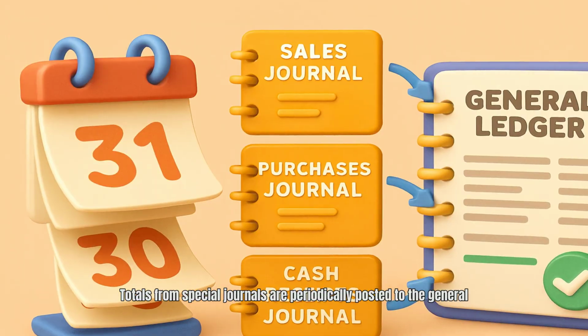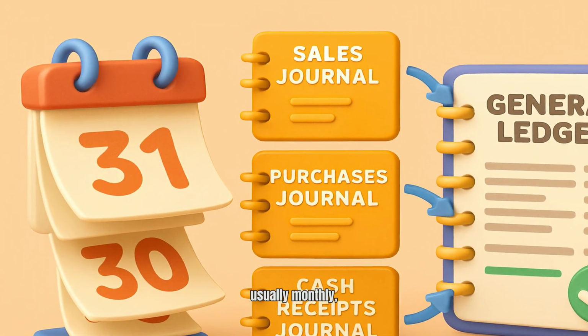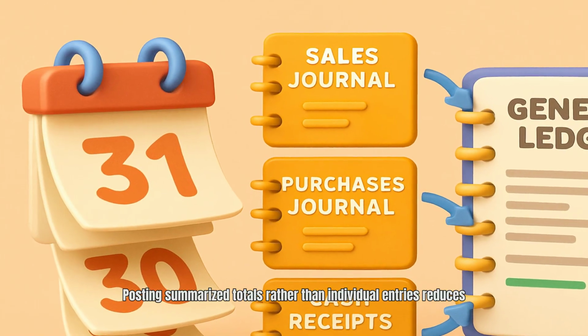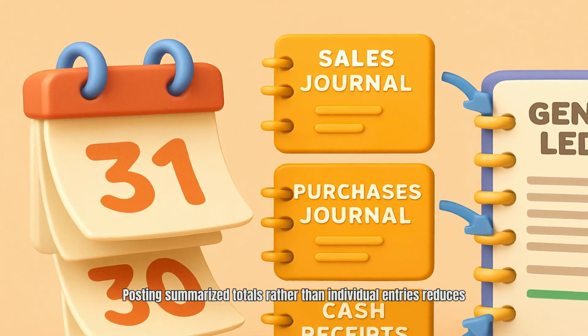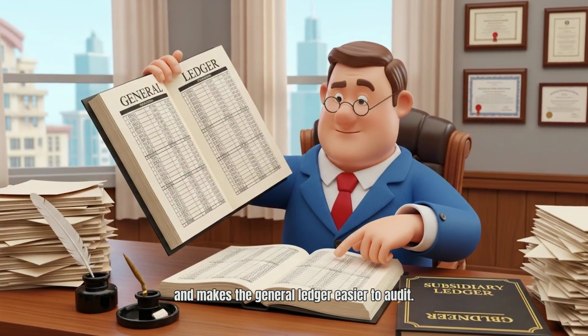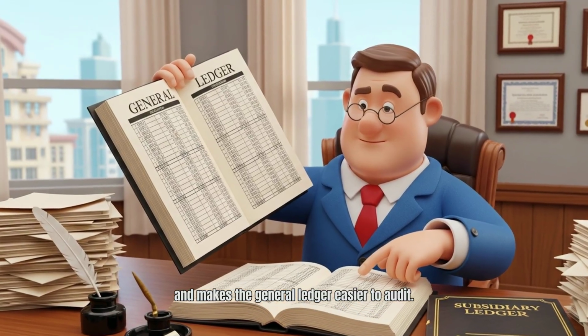Totals from special journals are periodically posted to the general ledger, usually monthly. Posting summarized totals rather than individual entries reduces clutter and makes the general ledger easier to audit.